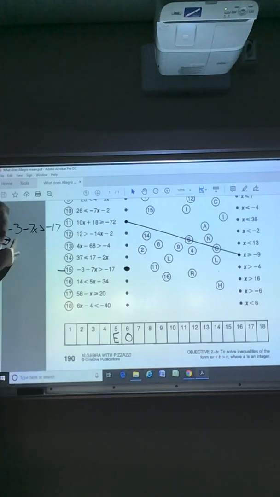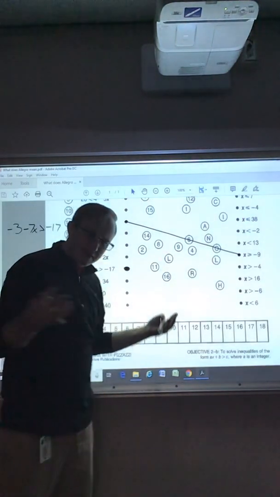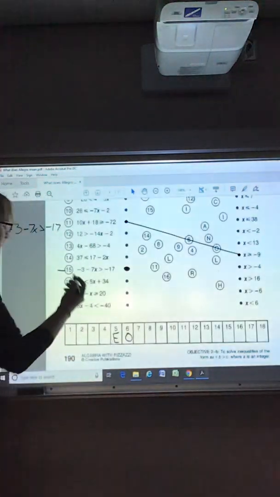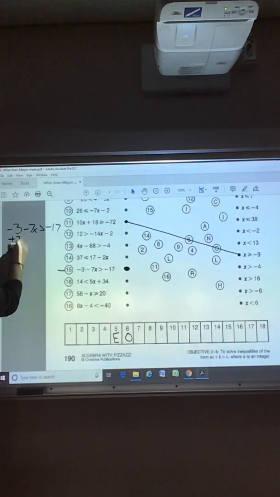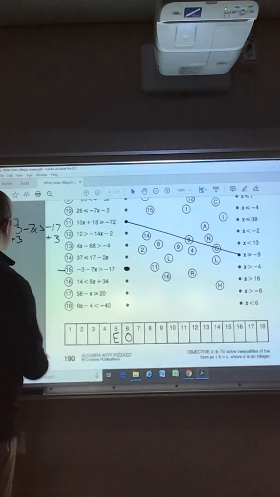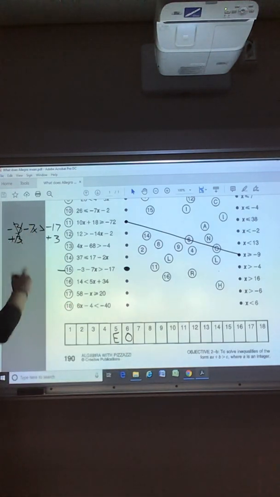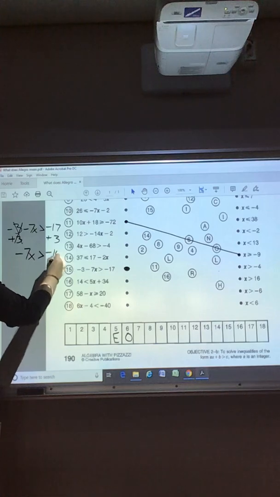All right, constant is negative 3. How do I cancel out a negative 3? Add. So you add 3 to both sides because we're trying to keep the balance, right? We want to keep the balance. The 3's over here cancel out. Hopefully you can see this all right. So that's negative 7x is greater than negative 14.